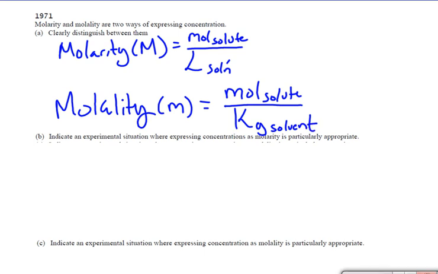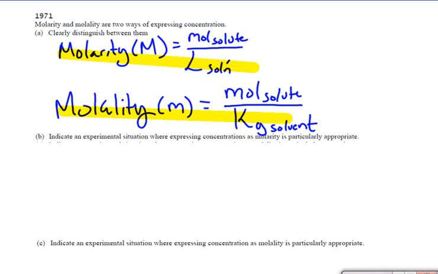As I said, the scoring data for this is not available, so I have to estimate what you would get points for. I'm assuming each answer would be worth 1 point. You could have expressed it mathematically like I did, or you could have expressed it in words. Molarity is the moles of solute per liter of solution. Molality is the moles of solute per kilogram of solvent. Either way, as long as you mention those variables, you should get the points.